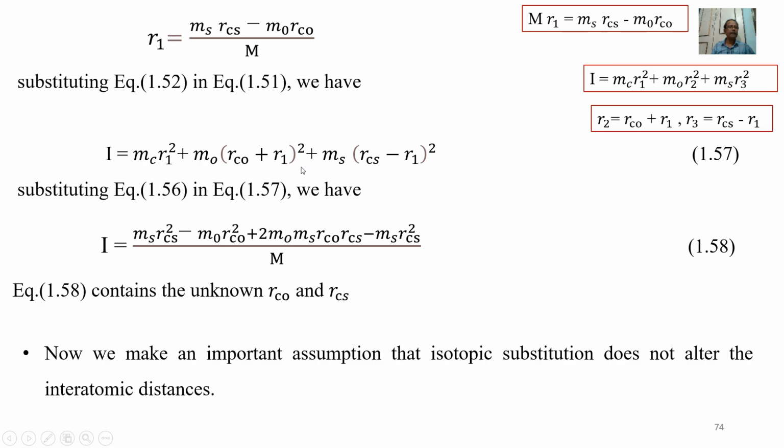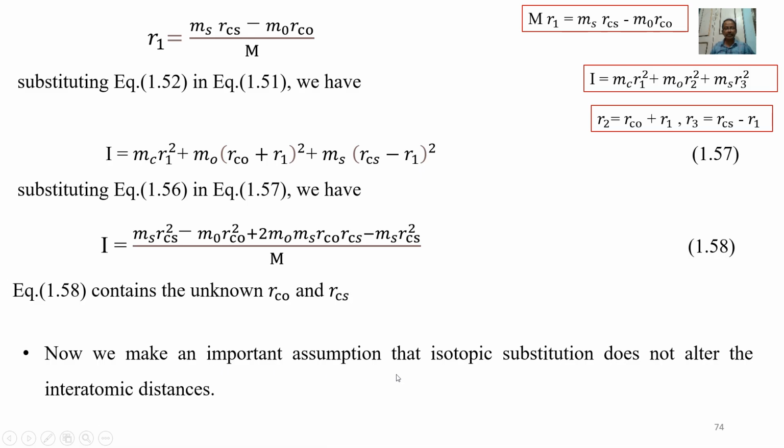So now substituting equation 1.56 in equation 1.57 for the expression of r1 and simplifying, we will have this expression, which is equation 1.58. So equation 1.58 contains the unknowns r_CO and r_CS. So the moment of inertia is written in terms of r_CO and r_CS. So there are two unknown bond lengths, r_CO and r_CS. Now we make an important assumption that isotopic substitution does not alter the interatomic distance.